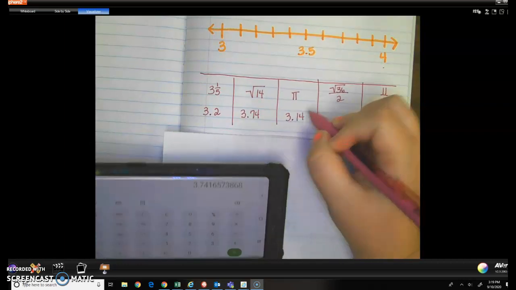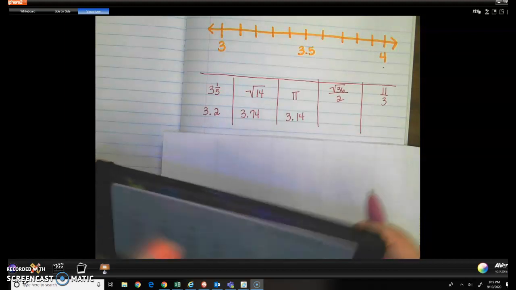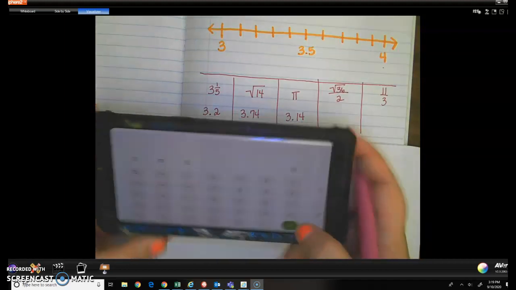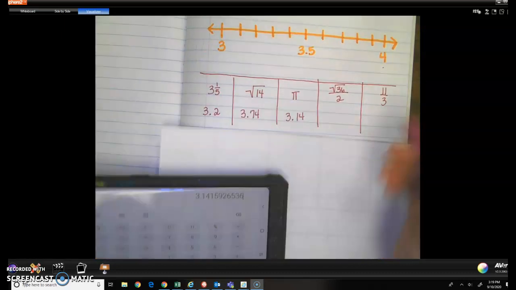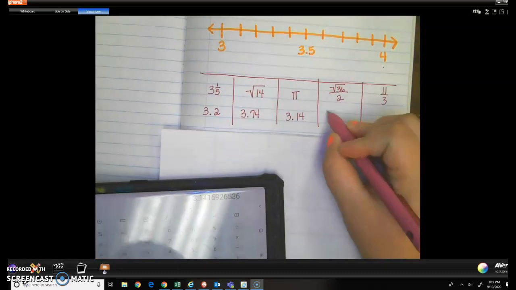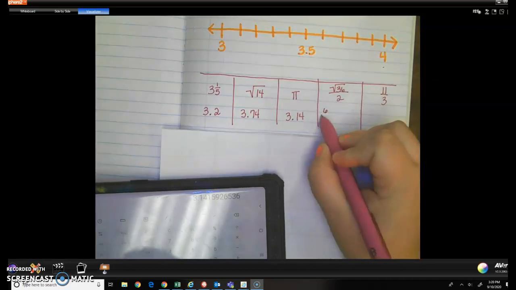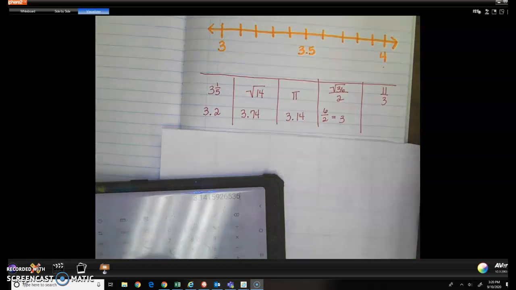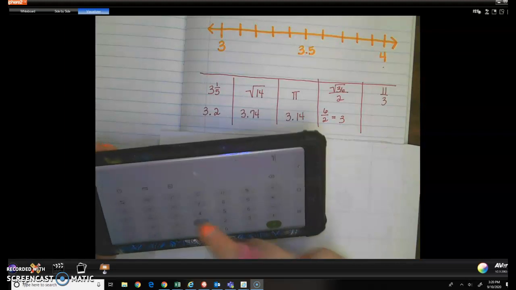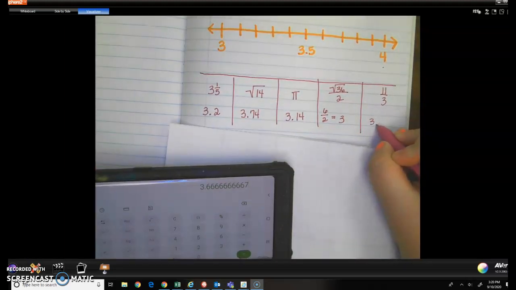And then pi, 3.14. If you don't know that, a lot of calculators have a pi button. So if I push the pi button and just push equal, it will tell me the 3.14. It's not something you have to have memorized. So this one, square root of 36 is 6. That is a perfect square. Divided by 2. 36 divided by 2 is just 3. And then 11/3. So 11 divided by 3 is 3.6 repeating, but we're just going to put 0.66.